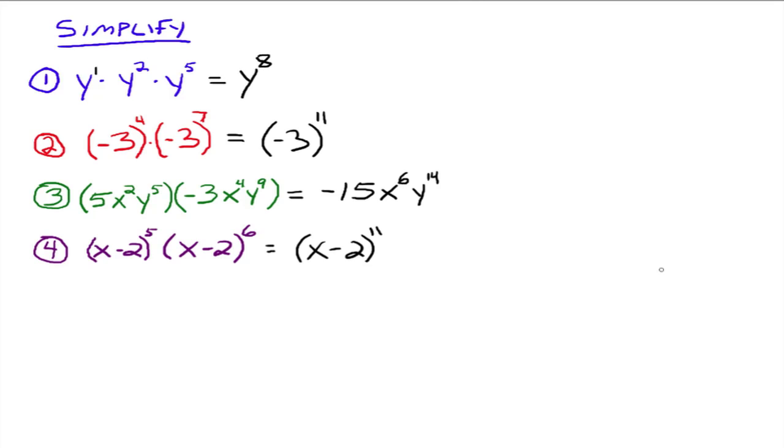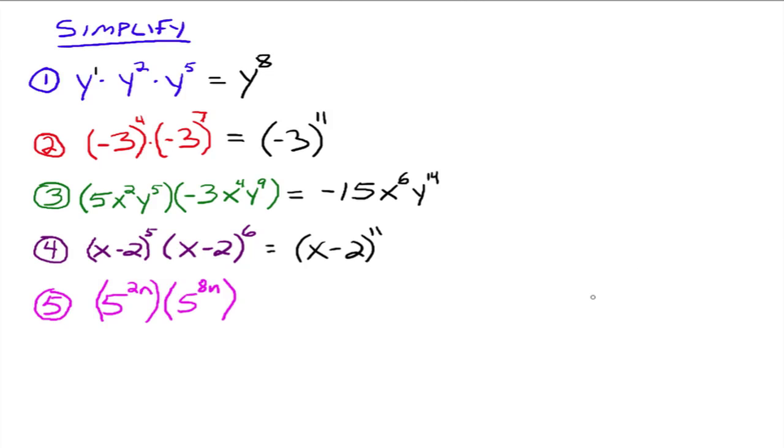That makes sense? So it doesn't matter what your base is, if your base is one term, two terms, 19 terms, whatever, none of that matters. All that matters is that the things that you're multiplying together have the same base. And then you keep the base and just add up the exponents. All right, let's do one more.